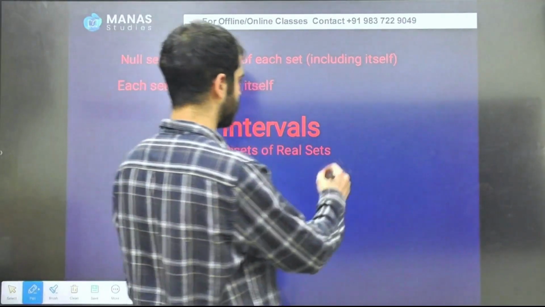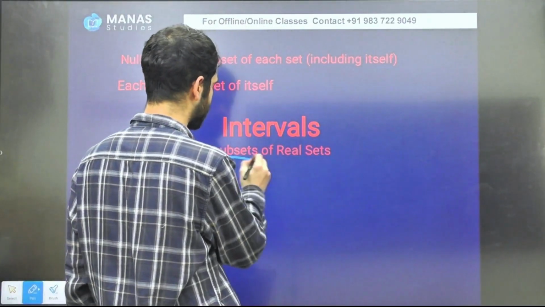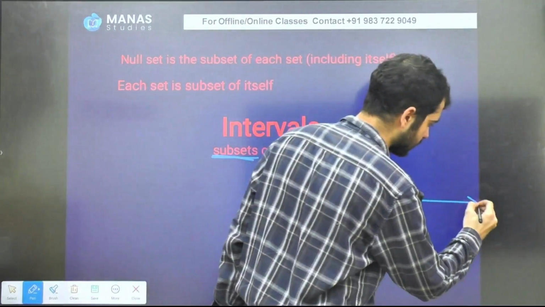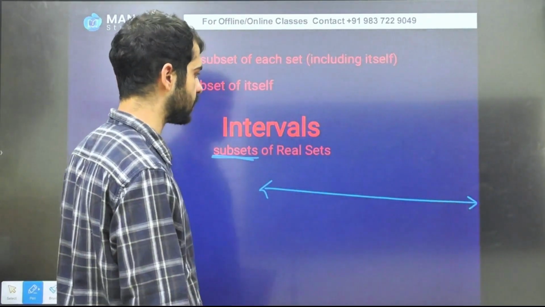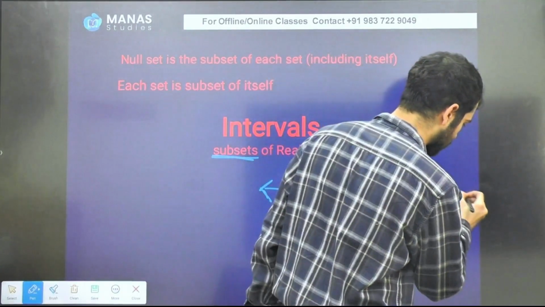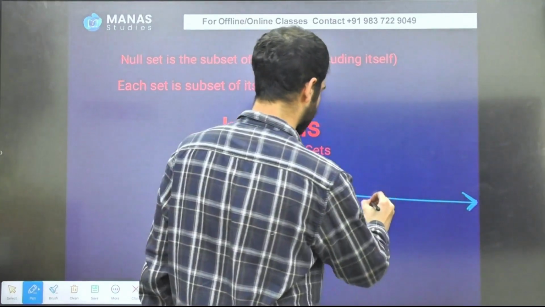Now let's look at another topic, that is intervals. Intervals are the subsets of real sets. To understand the concept, let's take into consideration a number line. A number line is a one-dimensional representation of all the numbers. So now let's start from 0.